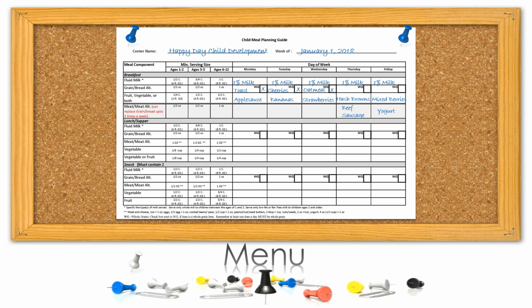That was easy. For breakfast, we made sure that we included the milk type, marked all whole grains, specified the type of fruit or vegetable we served, and on Thursday and Friday we served a meat or meat alternate instead of a grain. Let's complete lunch and supper.